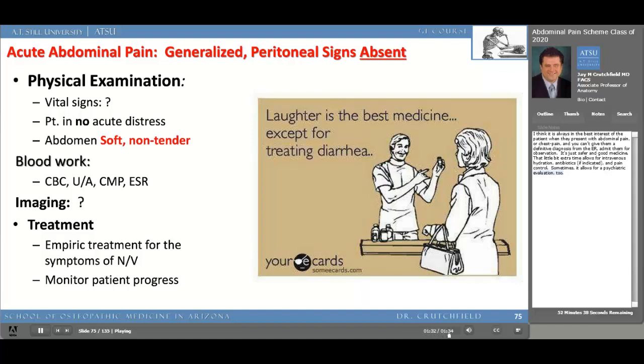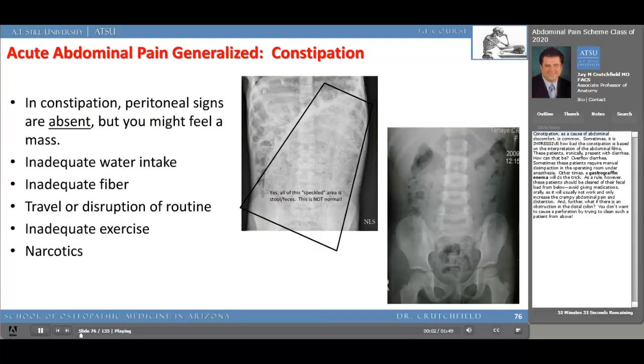Other times, a gastrografin enema will do the trick. If you remember, gastrografin has a very high osmotic effect. As a rule, however, these patients should be cleared of their fecal load from below. Avoid giving them medications orally, as it will usually not work and only increase the crampy abdominal pain and distension. And further, what if there's an obstruction in the distal colon that you can't see? You don't want to cause a perforation by trying to clean such a patient out from above by using an oral cathartic.